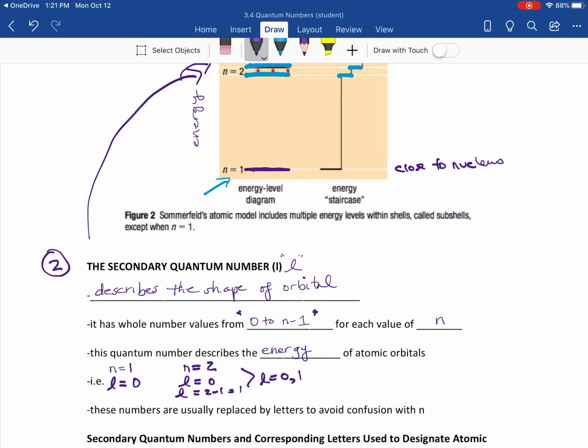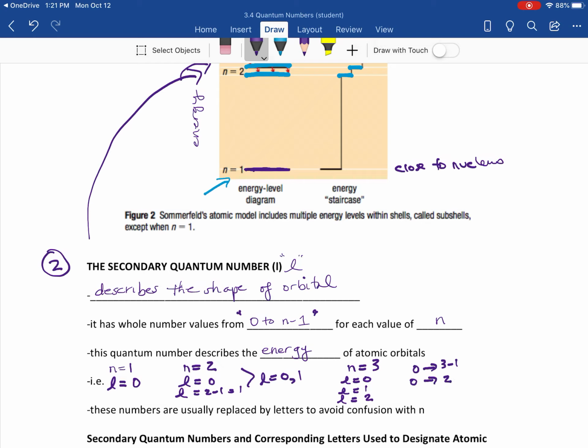Got it? If I'm talking about a situation where n equals 3, well, my L can be 0, my L can be 1, and my L can be 2, because it goes from 0 to n minus 1, which is 3 minus 1, so 0 to 2.